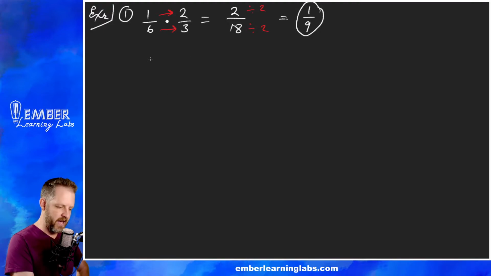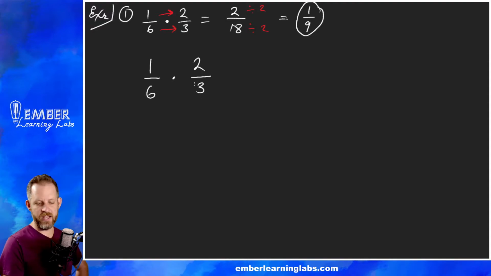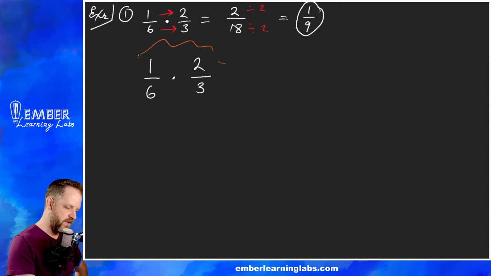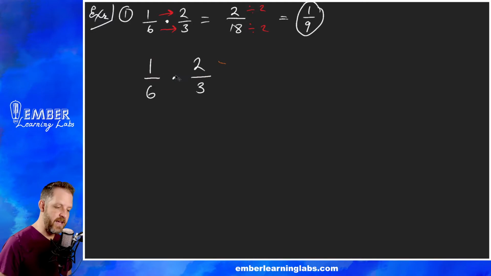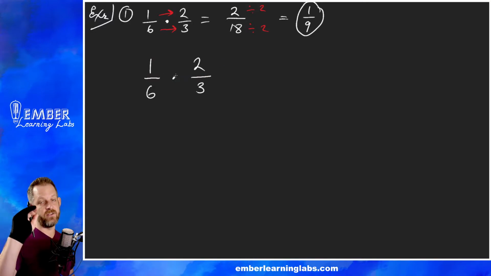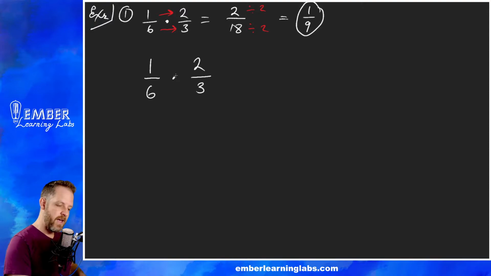So I'm going to rewrite this problem again. 1/6 times 2/3. If we're thinking about pre-reducing, we're looking at the tops, so these guys, and the bottoms, so those guys. They can be straight, one on top of each other, or diagonal, and a lot of times we're looking at diagonal. So we can't reduce 1/6, and we can't reduce 2/3, but we can reduce 2/6, because those are both divisible by 2. 2 divided by 2 is 1, and 6 divided by 2 is 3.